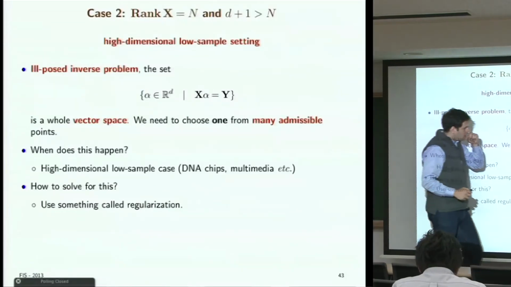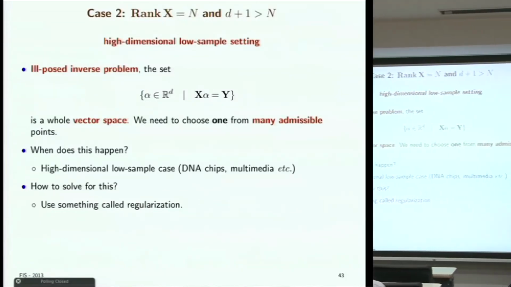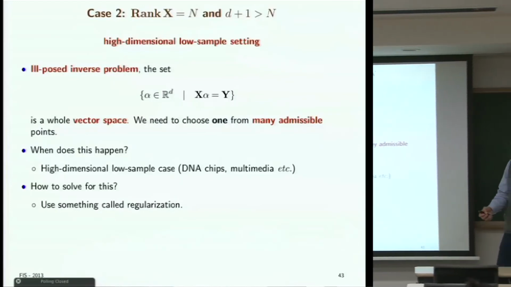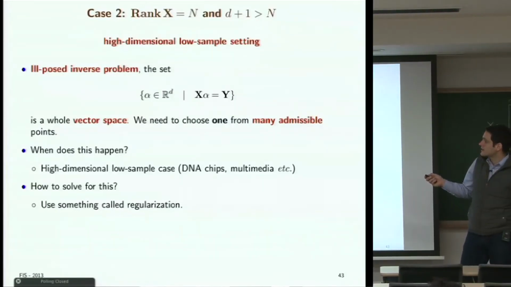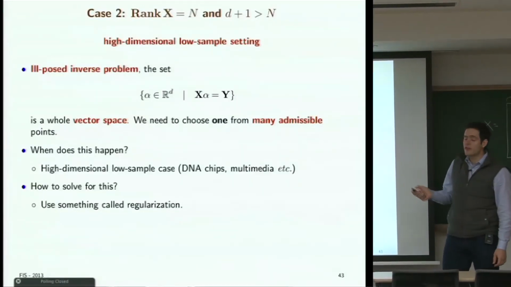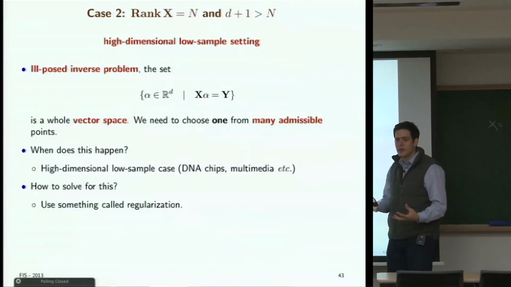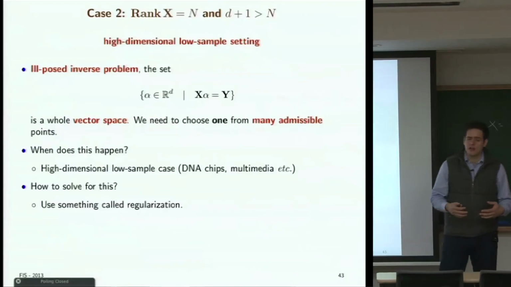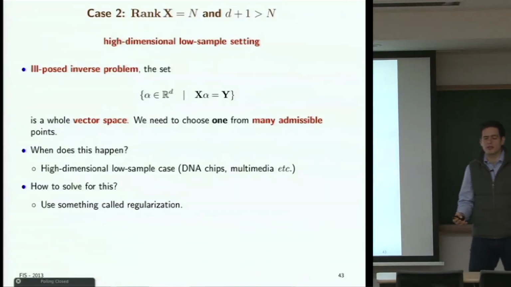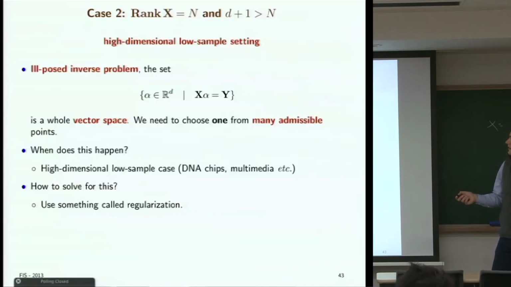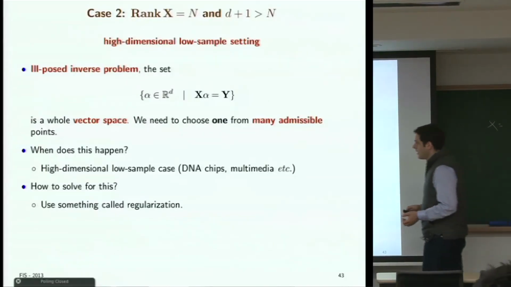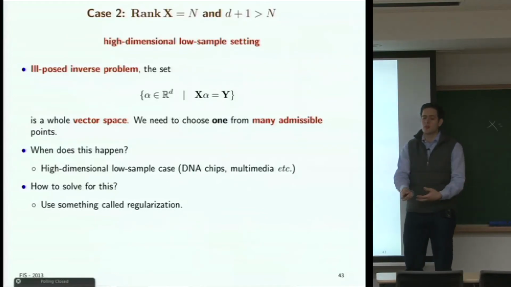The next case, suppose now that we are in the opposite case, where the rank of X is equal to n, and the number of variables is bigger than n. If you remember, I told you this might happen in some settings. You have a lot of variables and not enough points. Well, in that case, this is called a high dimensional low sample setting, or ultra high dimensional setting. Well, in that case, there is a problem which is the complete opposite.